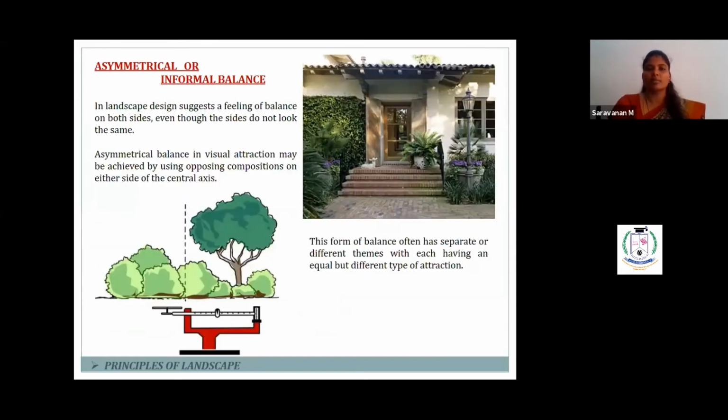Your next is asymmetry or informal balance. It is just the opposite of symmetrical balance. Asymmetrical balance is the visual attraction which may be achieved by using opposite compositions on either side of the central axis.